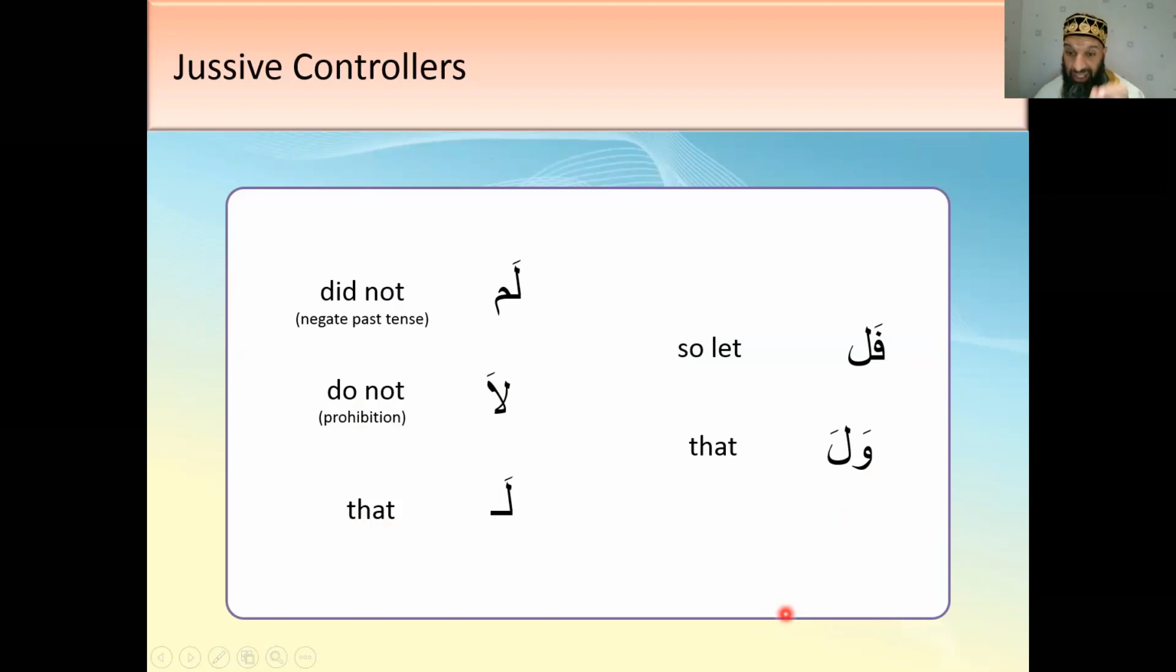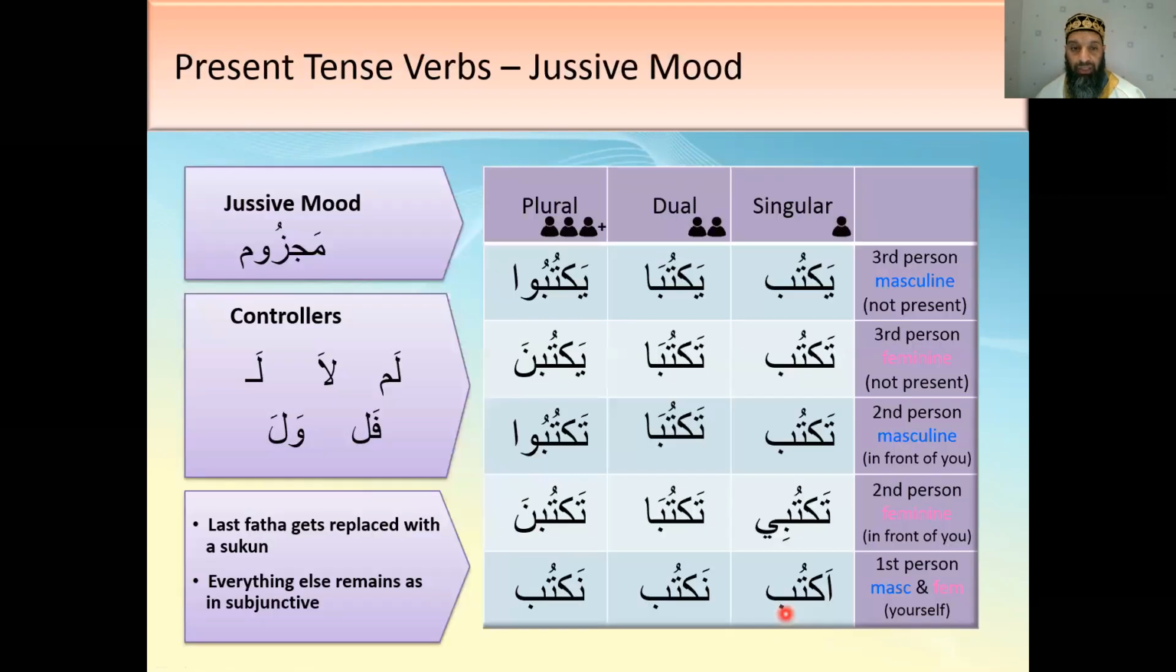Now this set are the majzumifying controllers. These ones are going to make the word majzum. So what goes on in majzum land? All these are the same. Look, the noons are still dropped here, except the plural women. All the rest of the noons are dropped, and this single woman here, the noon dropped there as well. So that's the same as mansub land.